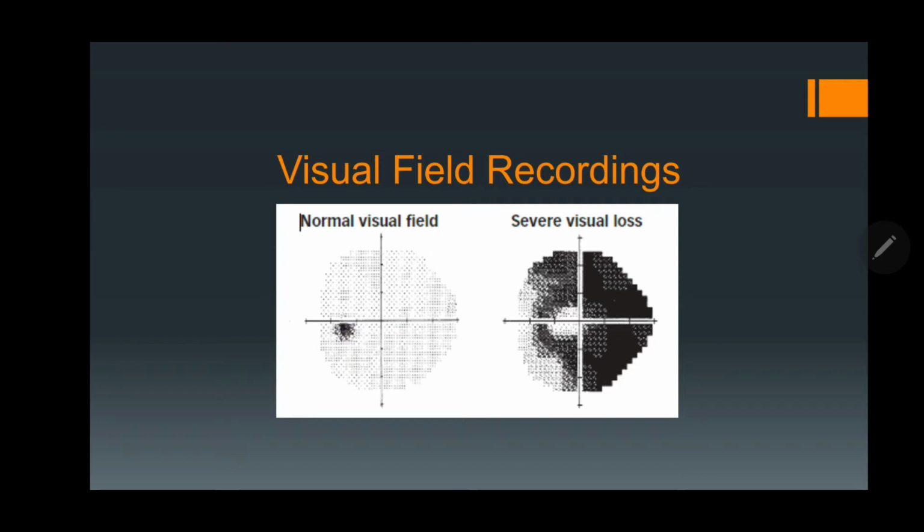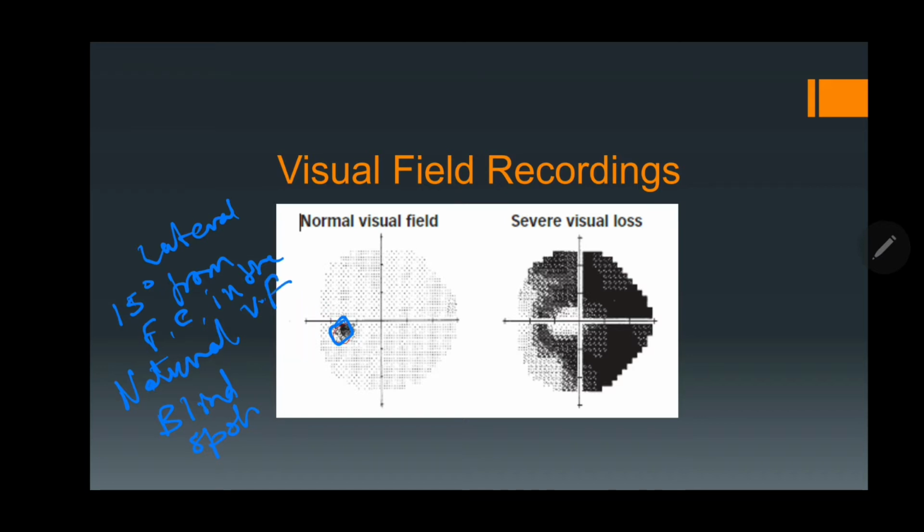So remember this. This is the natural blind spot, and that is around 15 degrees lateral to the fovea centralis in the visual field, not in the retina. In the retina it will be medial.